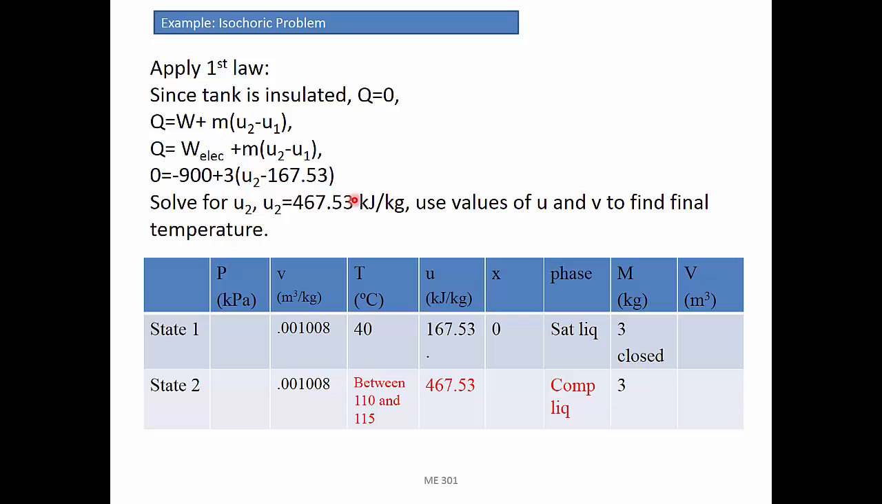Take a look at the first law. The only unknown we have in the first law is U2, and we can solve for it. Once we solve for U2, which is equal to 467.53 kilojoules per kilogram, we now have two intensive properties, v and u, and we can use the values of u and v to find my final temperature. The phase happened to be a compressed liquid, and my final temperature happens to be between 110 and 115 degrees C.